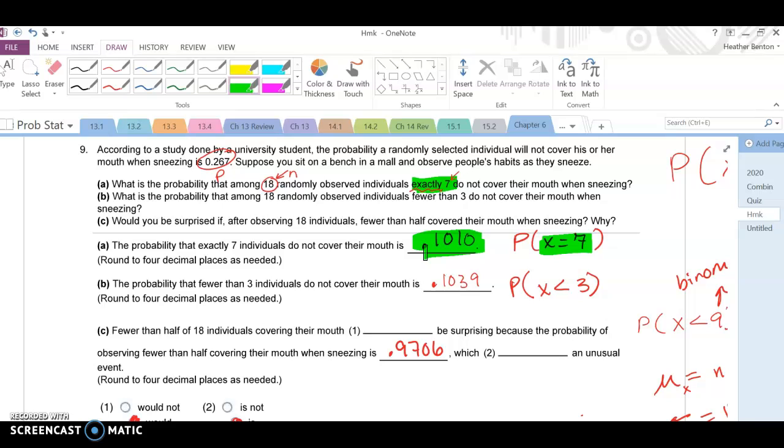Then for part B, what is the probability that of 18 randomly observed individuals, fewer than 3 do not cover their mouth when sneezing? And so this is the probability that x is less than 3. With the last one, we said this is binomial PDF because of that word exactly. This one is going to be binomial CDF because it's the less than.